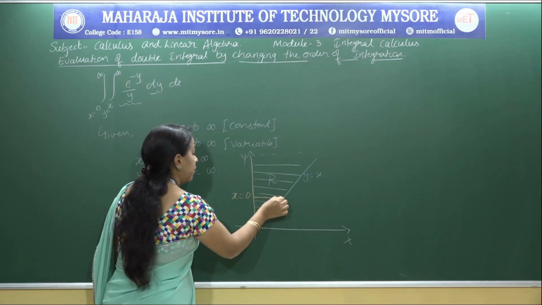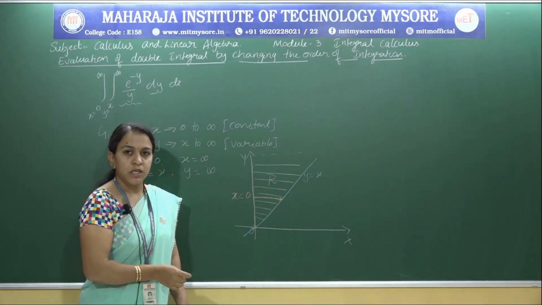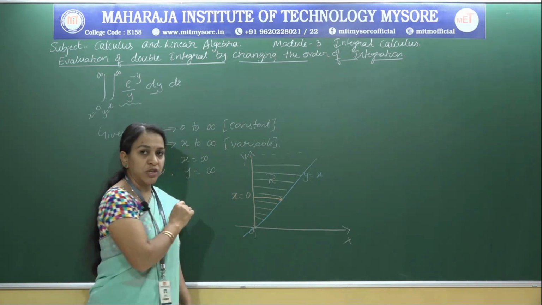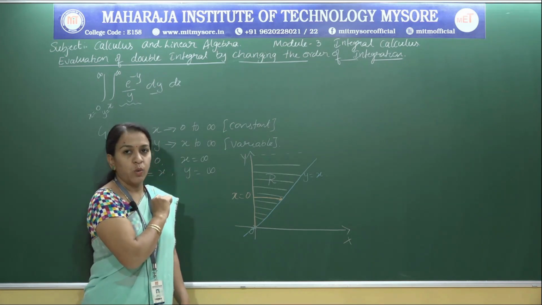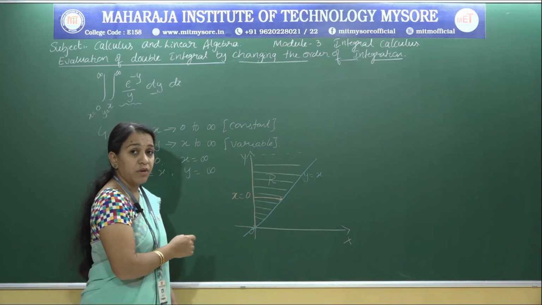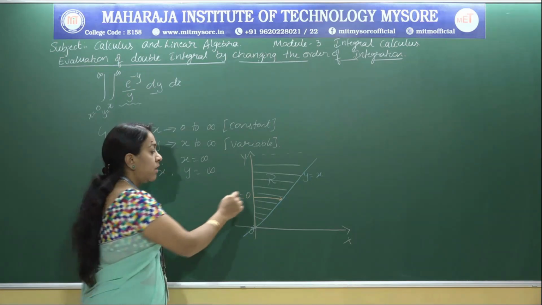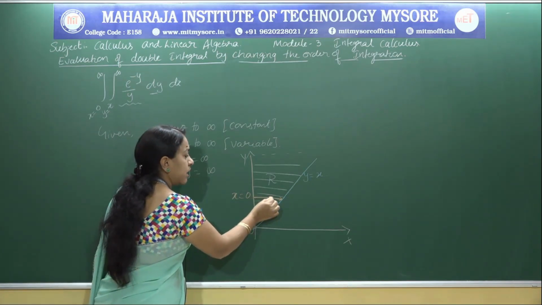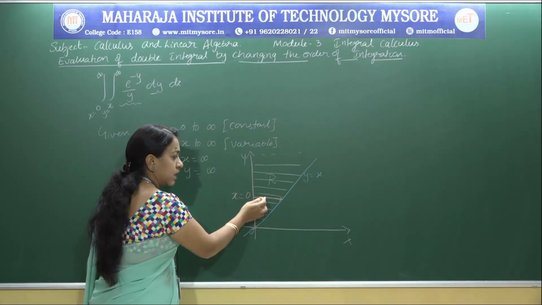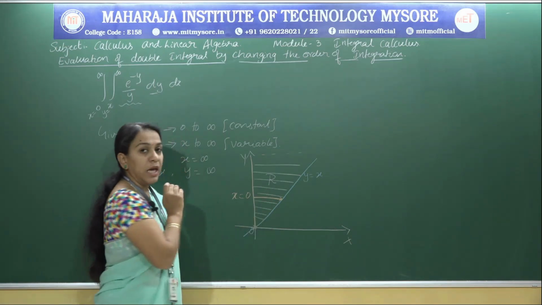I hope you remember the previous session, in which whenever we considered the y limit, we considered it inside the bounded region, as a line parallel to the y axis, and there we considered y as a variable limit. Now here we are considering x as a variable limit. Whenever we consider the variable limit, it is considered inside the bounded region, and the x limit is a line parallel to the x axis.